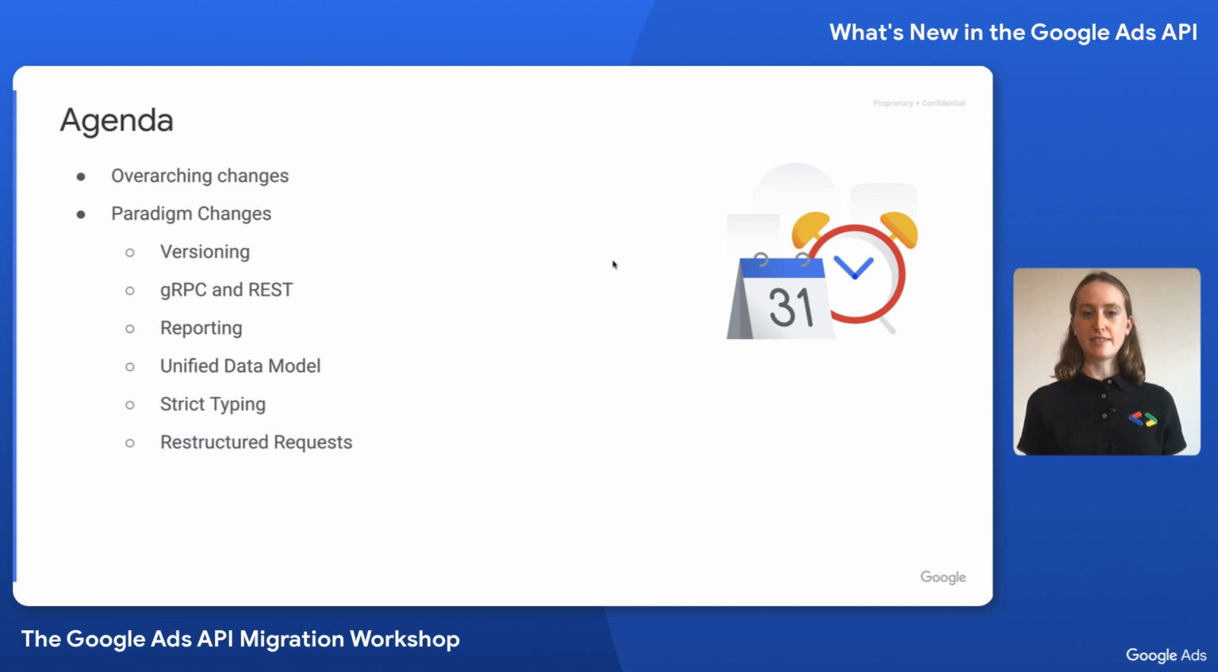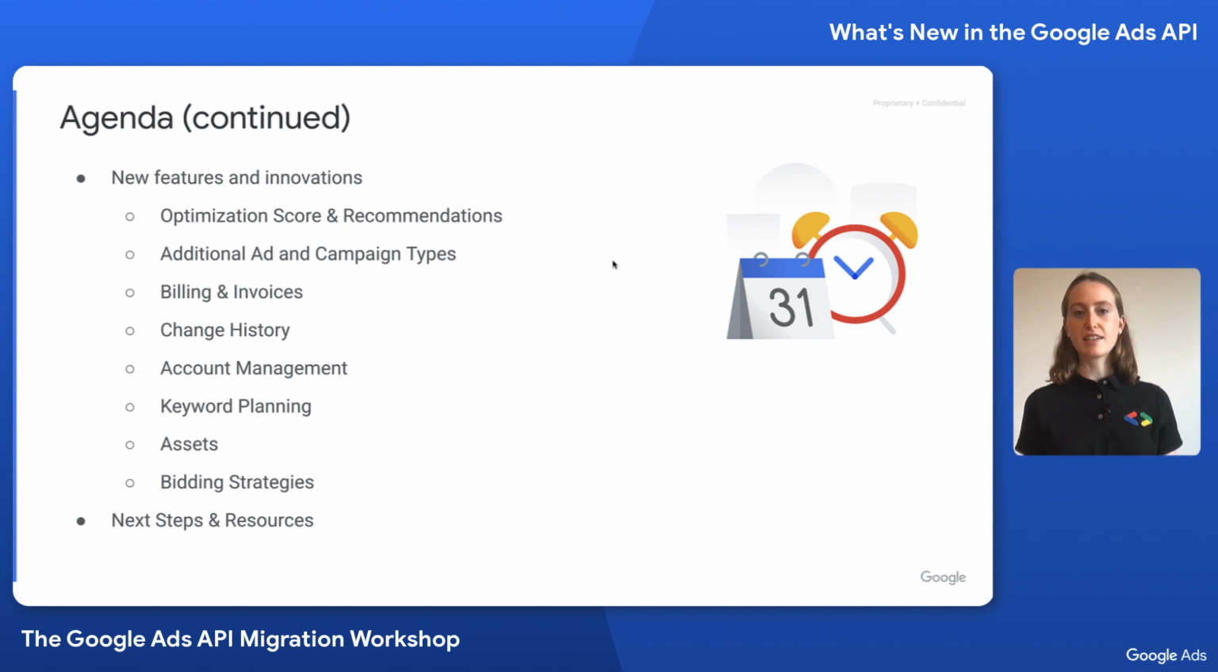Before we dive in, a brief overview of what we'll be discussing. We'll start with some of the overarching changes in the Google Ads API. Then we'll go into some of the main paradigm changes, including versioning, gRPC and REST, reporting, the unified data model, strict typing, and restructured requests.